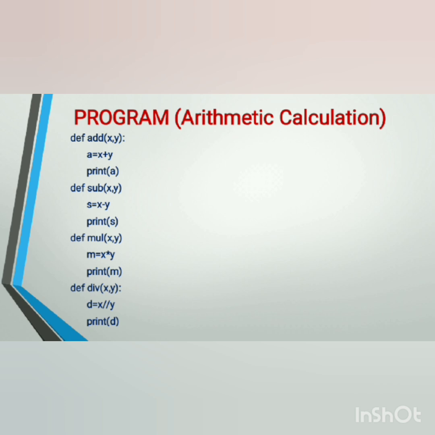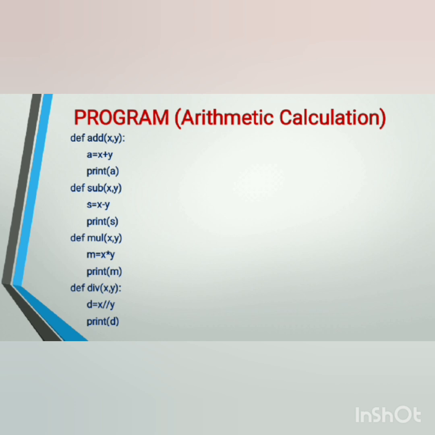Next, division. In division I have divided x and y values and stored the value in d. Finally I have printed the d value. Here I have used floor division, x double slash y. This is called floor division, so your answer is an integer. If you give a single slash, that comes under normal division, so your answer will be a float. If you need the result as an integer, you can use floor division. That's why I have used floor division in the division function.